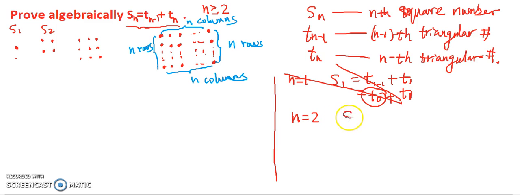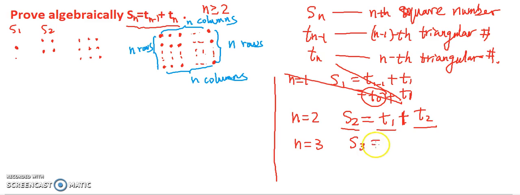So if n is 2, then we replace n with 2. S2 equals T1 plus T2, which means the second square number is equal to the first triangular number plus the second triangular number. If n equals 3, we replace every n with 3. We get S3 equals T2 plus T3, which means the third square number equals the second triangular number plus the third triangular number. Okay, similarly, you can plug in any number for n.